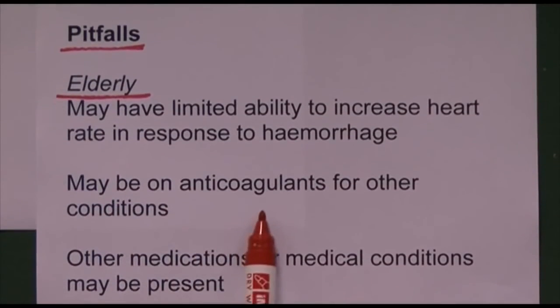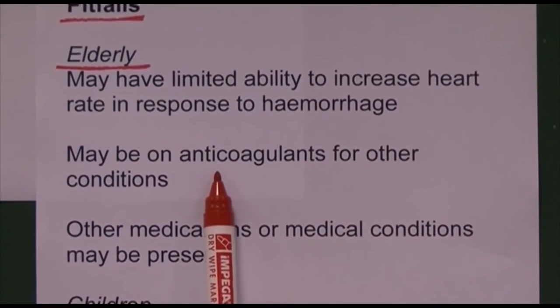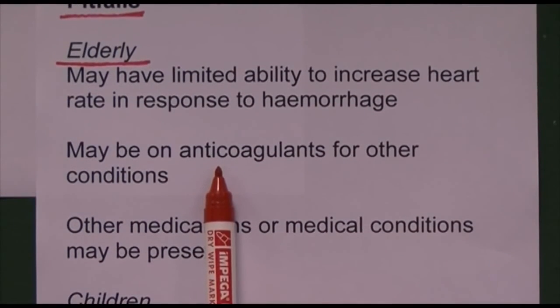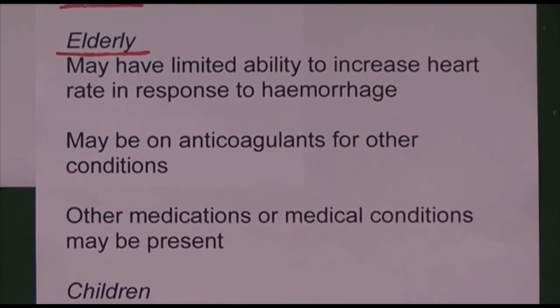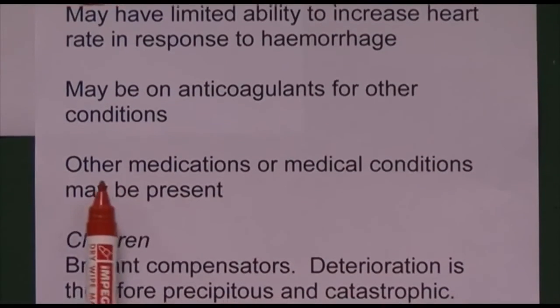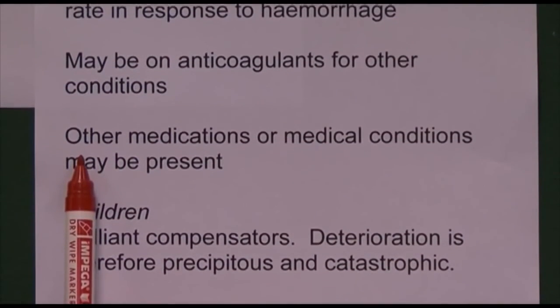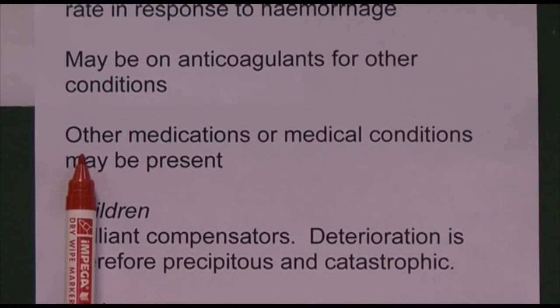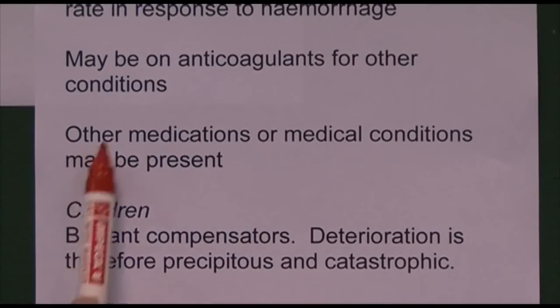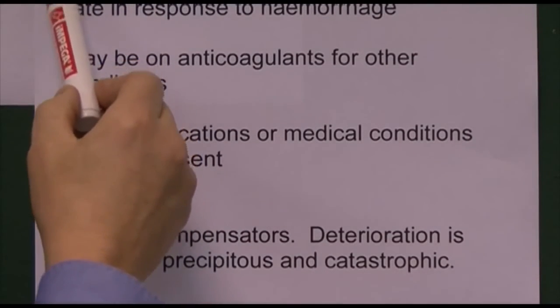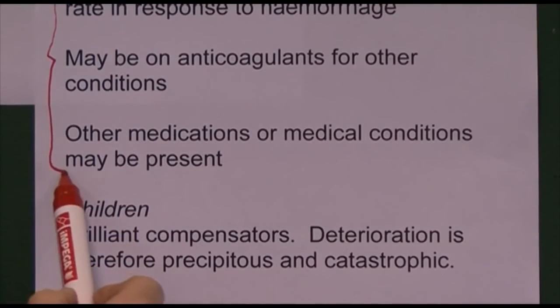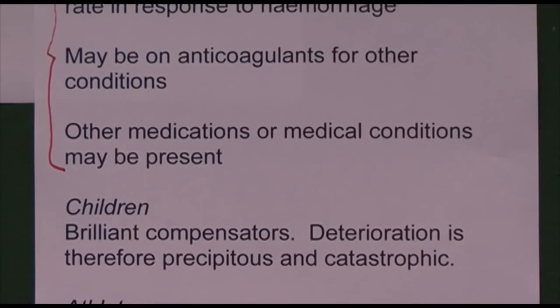Elderly people may be on anticoagulants, even aspirin can prolong bleeding time, making hemorrhage more significant. And elderly patients may be on medications for other medical conditions. For example, beta blockers might cause low heart rates. And for all these reasons, severely traumatised elderly patients do not do as well as traumatised younger patients.